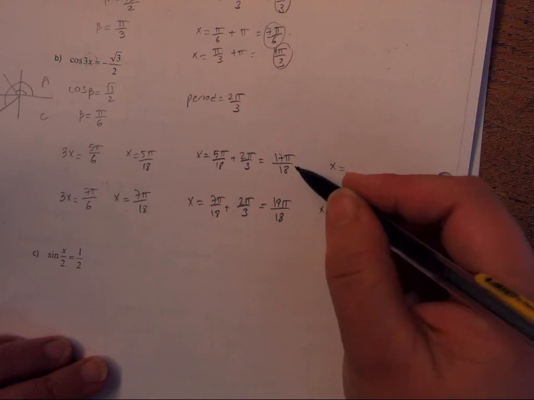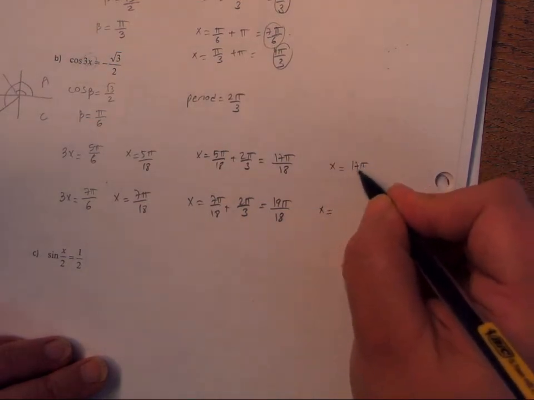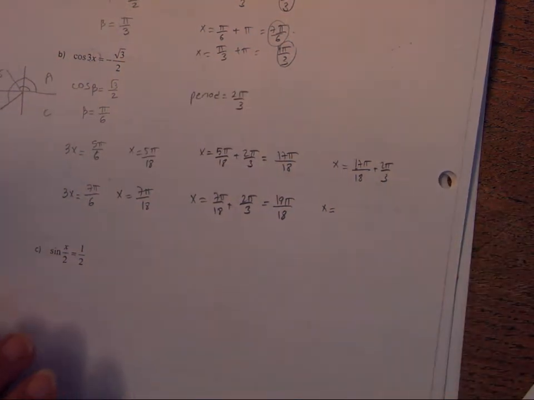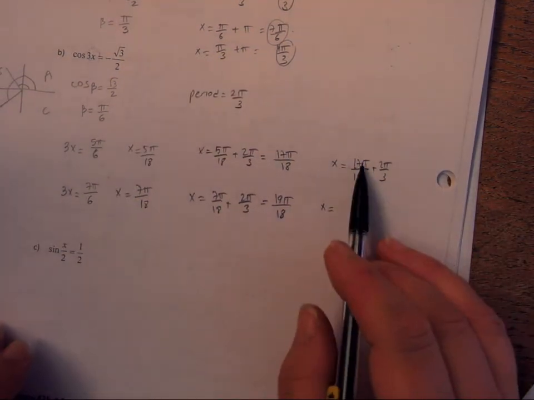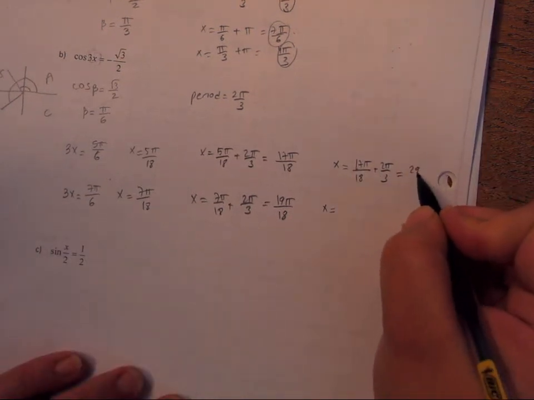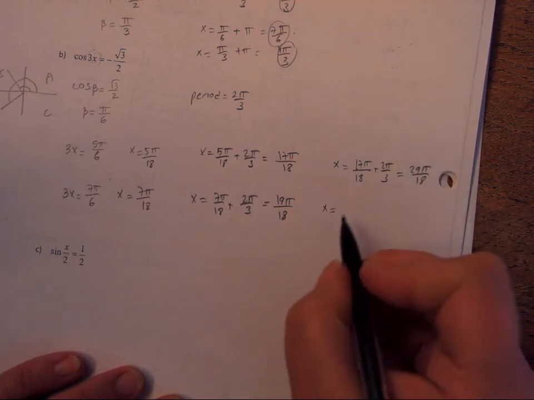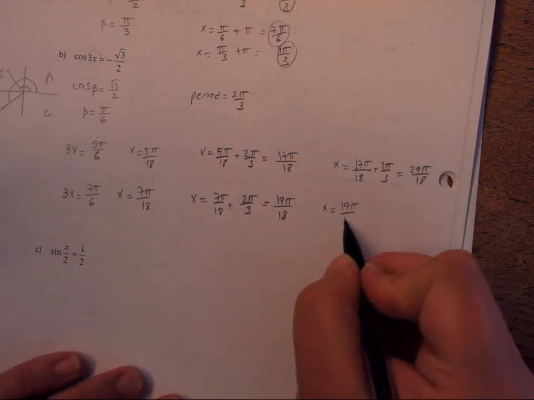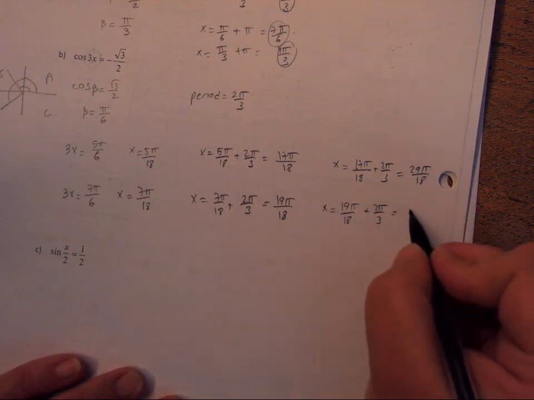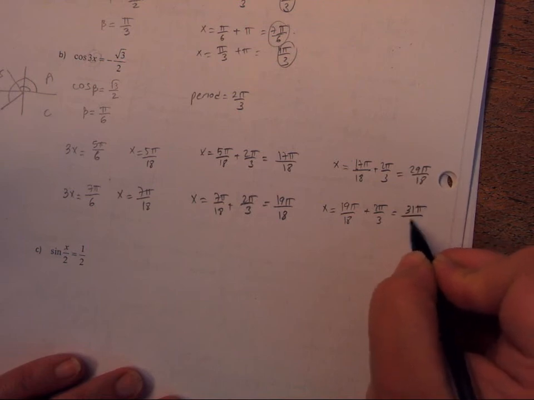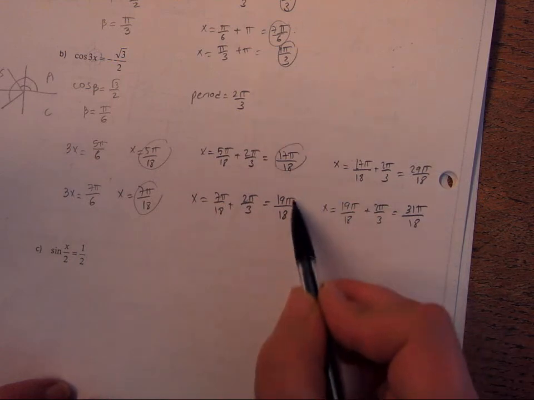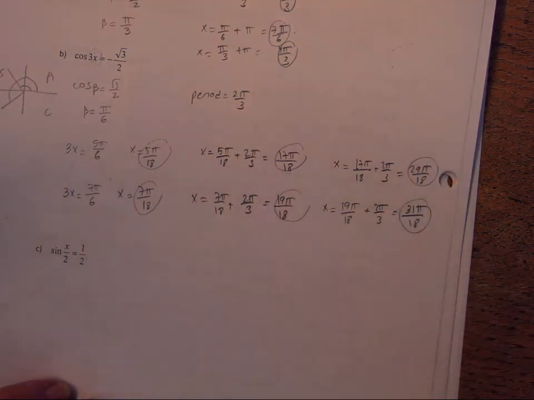And we are gonna keep adding. So we are gonna add one more. So 17 pi over 18 plus 2 pi over 3. Have a common denominator. 12 plus 17, 29. 29 pi over 18. And this one, 19 pi over 18 plus 2 pi over 3. 12, so 21, 31. 31 pi over 18 you get. So you have so far 1, 2, 3, 4, 5, and 6 solutions.